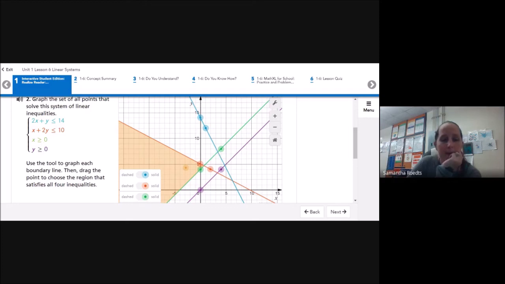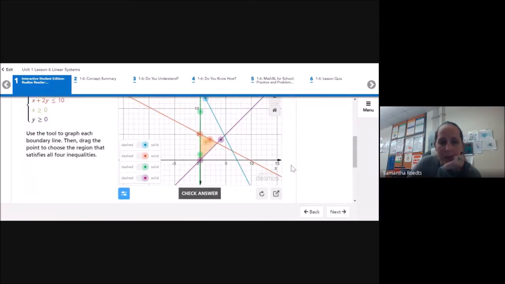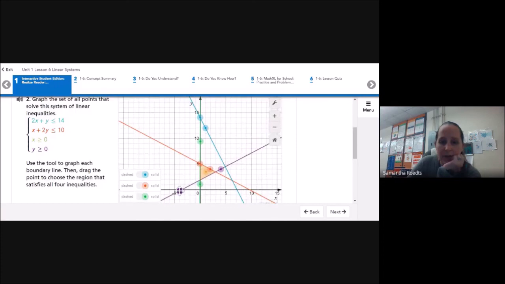Okay. Then I have x is greater than or equal to 0. So that is going to be a vertical line right here, and that's going to be over here. And then the purple is y is greater than 0, so that's a horizontal line at 0. And I needed to have greater than 0.